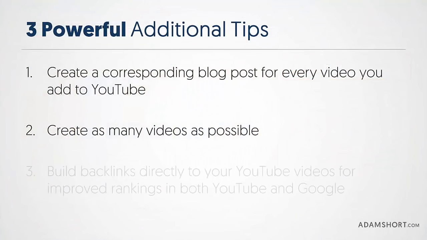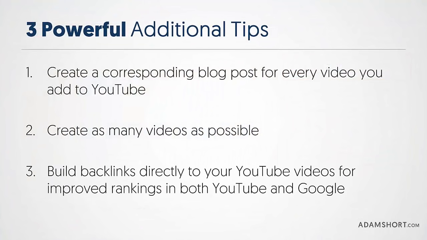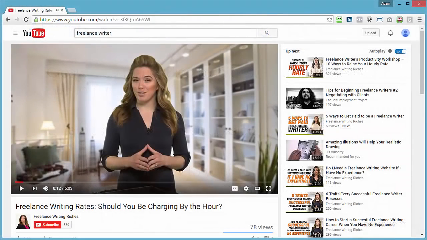Now, the third and final tip is to build backlinks directly to your YouTube videos for improved rankings in both YouTube and Google. A backlink, by the way, in this case is when another third-party website links to your YouTube video. And YouTube and Google see that as a vote. They say, okay, if this website is linking to this video, the website must think this video is pretty good, so we're going to rank this video higher. So that is what a backlink is, and that's the power of a backlink. The more quality backlinks that you build to your YouTube videos, the higher they'll rank.